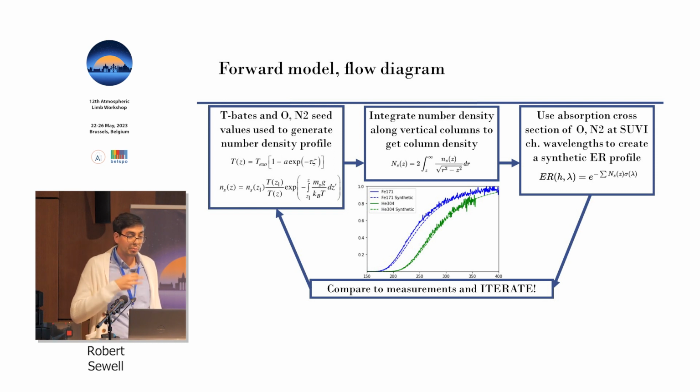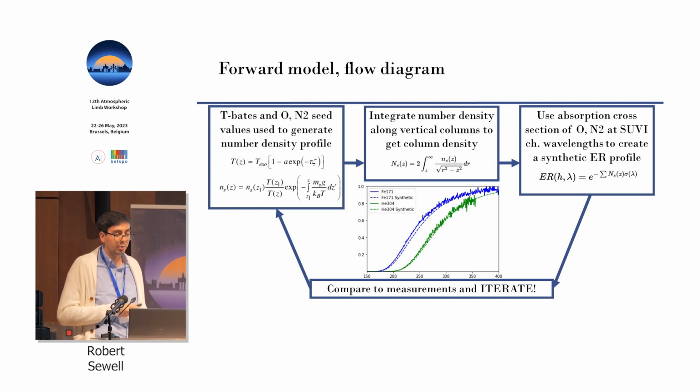So this is a summary of all of that I just talked about. We take those seed values that we just found, and we construct our thermospheric temperature Bates profile, and we also construct our number density profile for O and N2 using that equation for diffusive equilibrium.